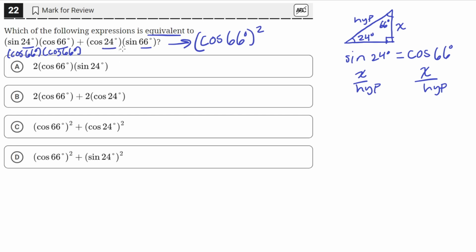And then over here we have a similar case where the cosine of 24 degrees is going to be equal to the sine of 66 degrees. So that means that sine of 66 we can rewrite as cosine of 24. So this becomes cosine of 24 degrees, this is just cosine 24 degrees squared. And now that we've gotten this simplified form, if we look at the answer choices, we see that answer choice C is equivalent to this.